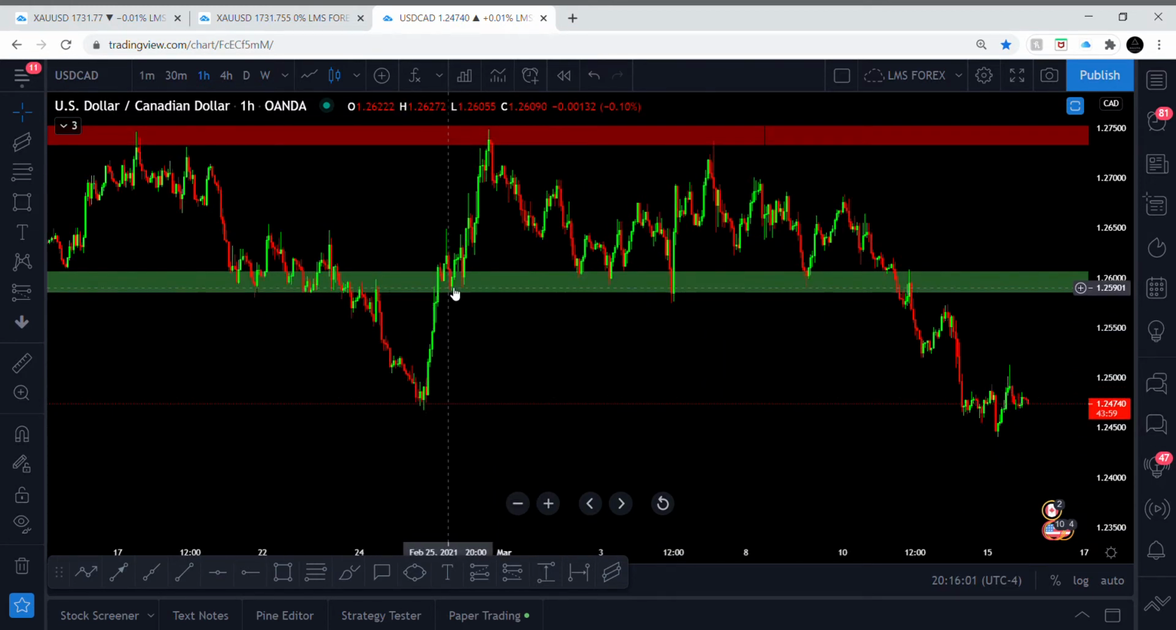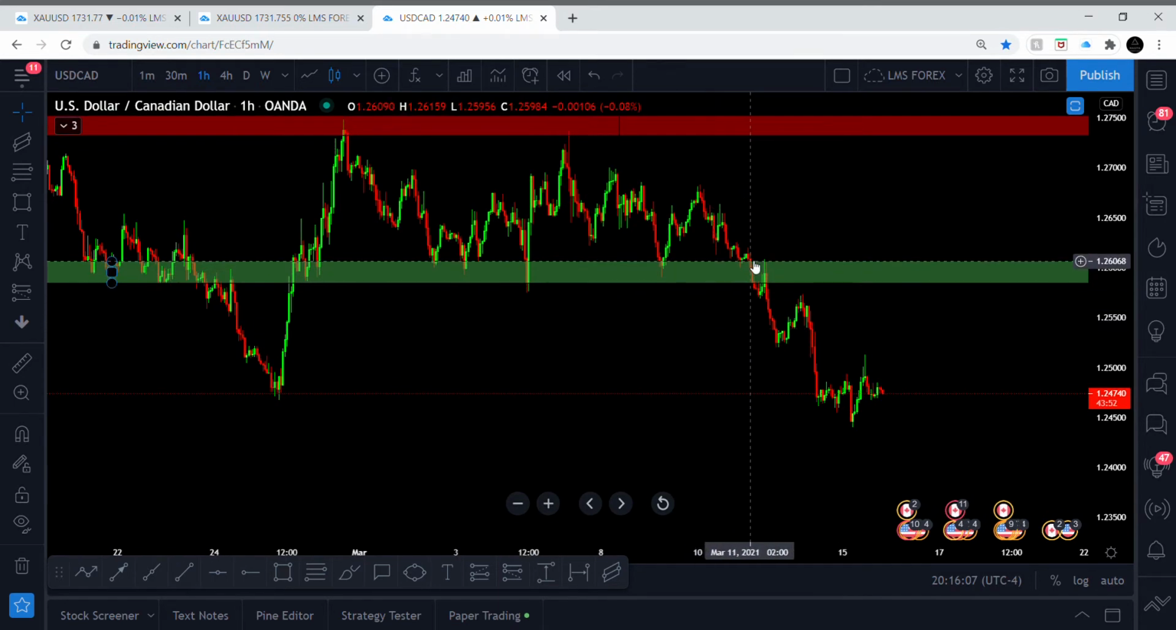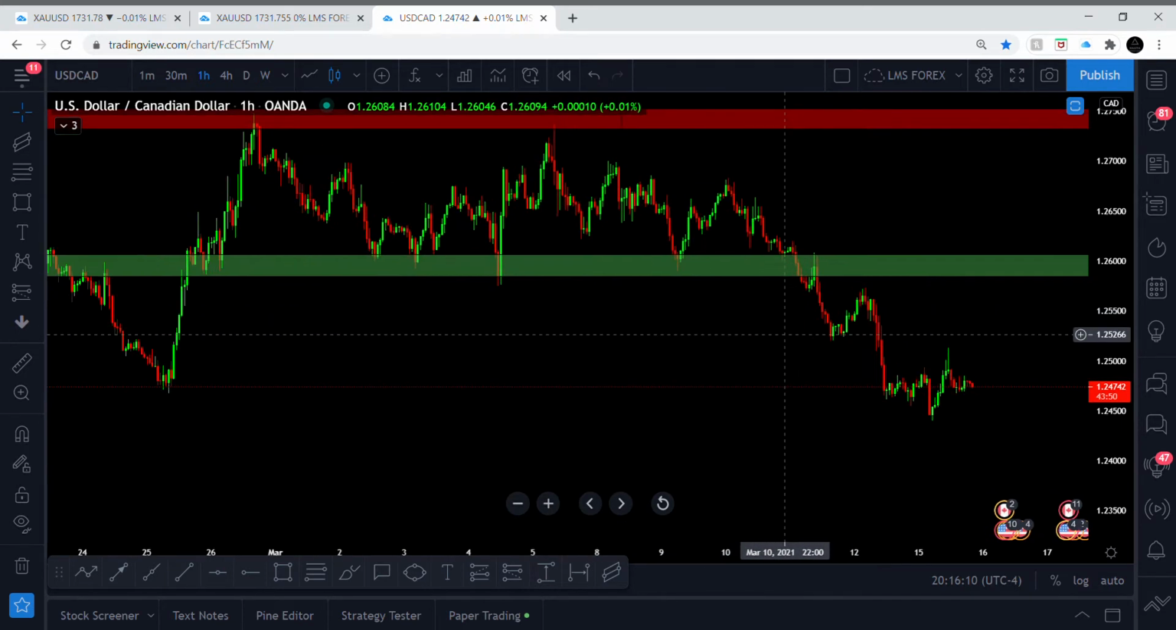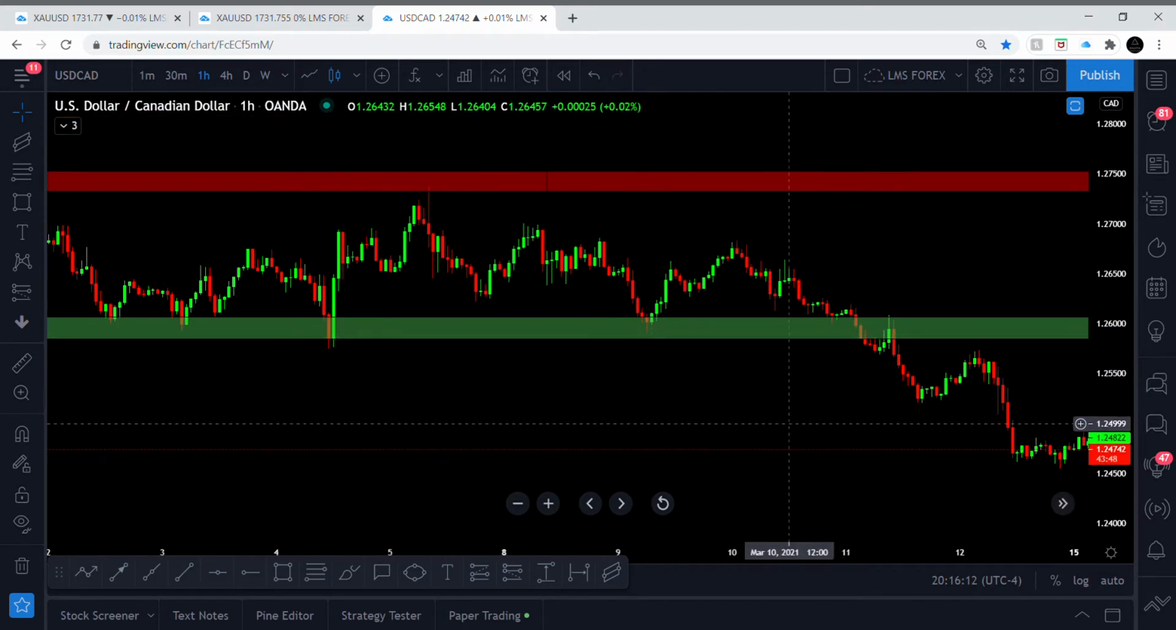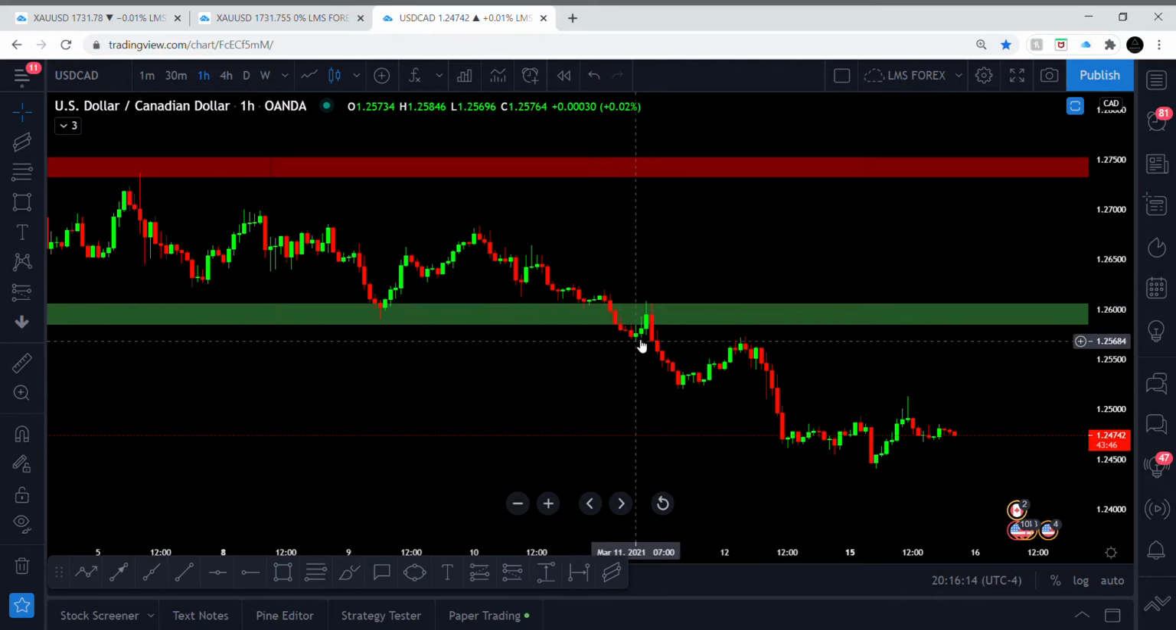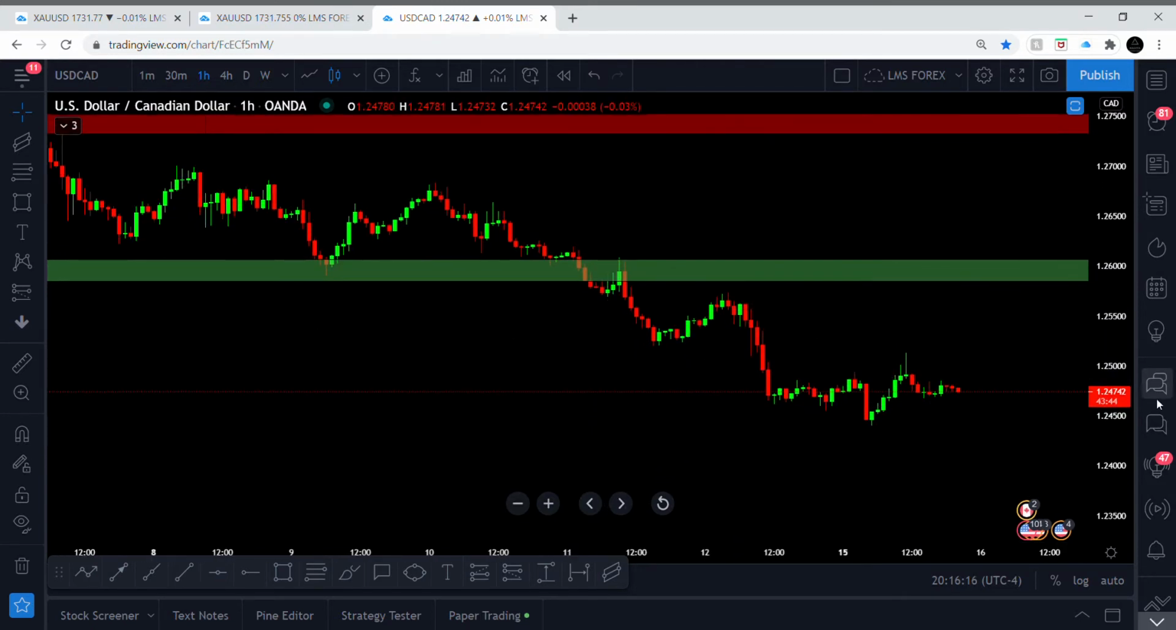Now, we're looking for a level that has been tested multiple times. Here it was tested once, twice, 3 times, 4 times, 5 times, 6 times. Then it broke the level, came back. You see this level was acting as support, no? Now this level is acting as resistance. And it gave me the confirmation.